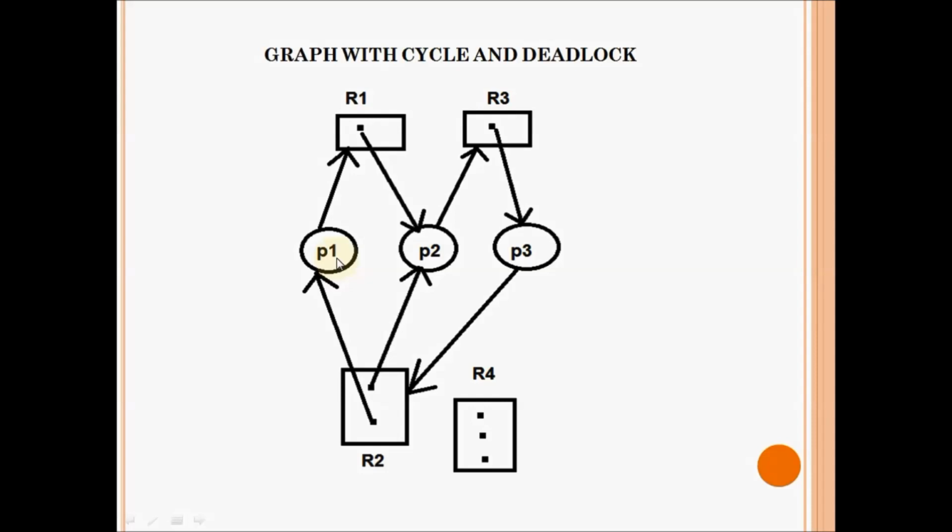So here all the three processes P1, P2, P3 can't complete their execution because the resources needed by them are held by another process that is using the resource, right? So here we can see this is a graph with a cycle and a deadlock, right, guys?